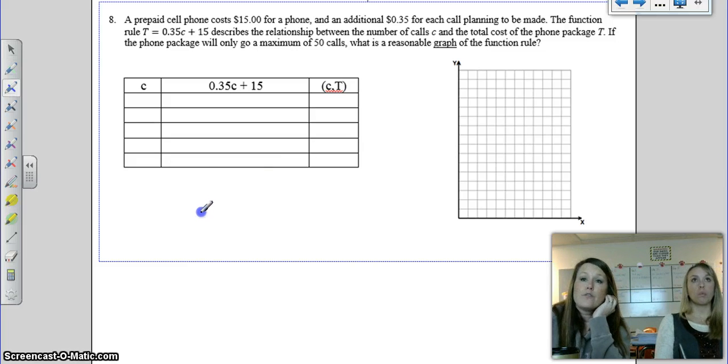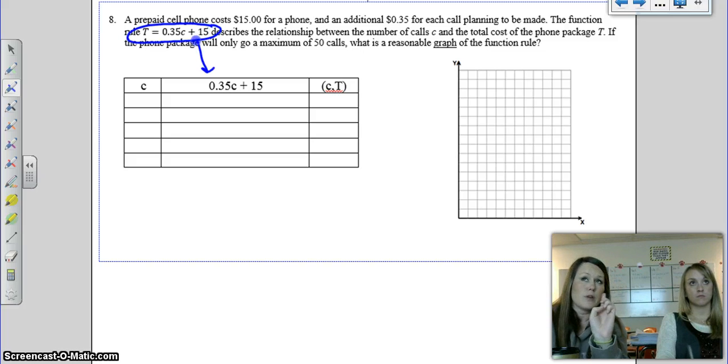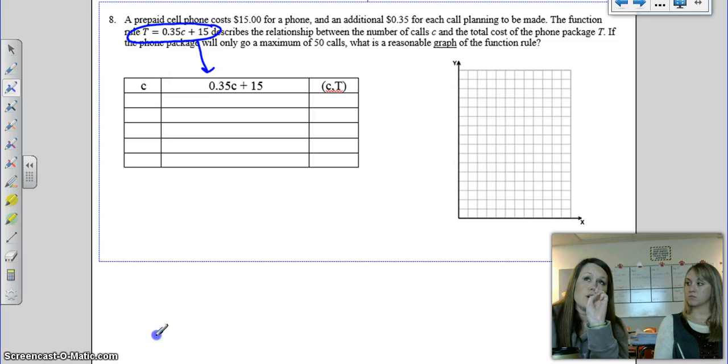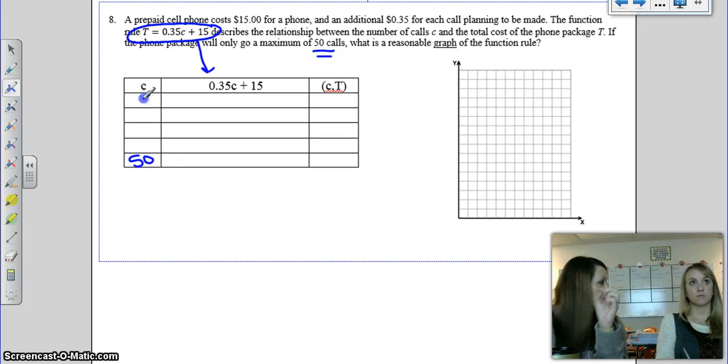You get a phone for $15 and it's 35 cents for a call you're planning to make. And then it gives you the function. Okay, so now this is a real world problem and it tells me that I will go up to a maximum of 50 calls. So I know that my last value is 50 and I know that my first value is 0 because I can't have less than 0 calls.